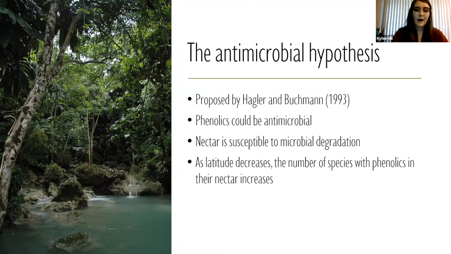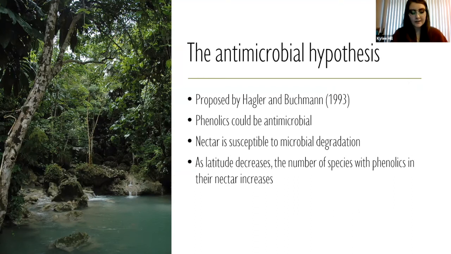This was proposed by Hagler and Buchmann in 1993, and it suggests that the phenolics found in nectar could be antimicrobial. And this is thought to be due to the high sugar and nutrient content of nectar, which makes it susceptible to microbial degradation. Many plants contain phenolics in their nectar, not all, but many. And it has been found that the percentage of plant species whose nectar contain the phenolics increase with decreasing latitude. So in other words, the further south you're going, the more plants have nectar with phenolic constituents.